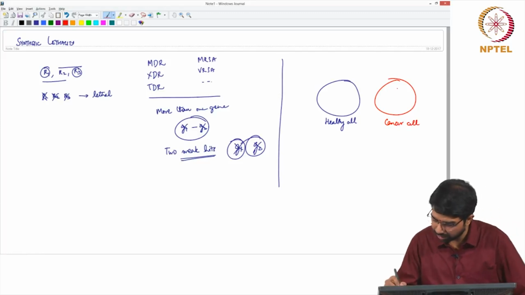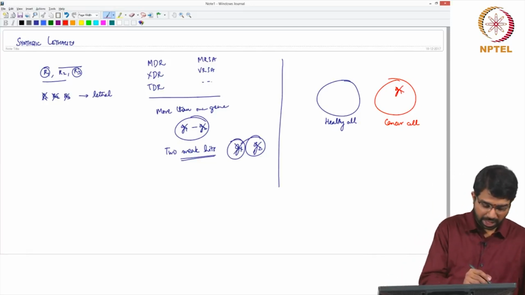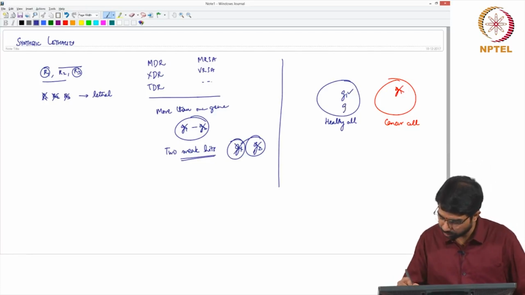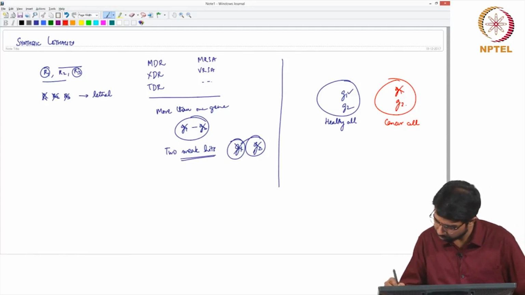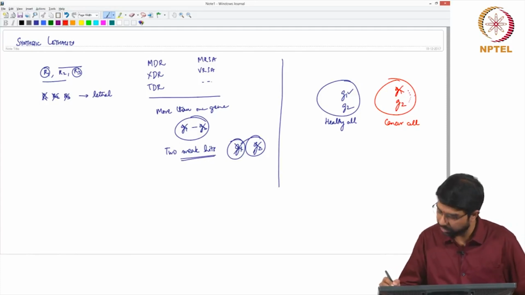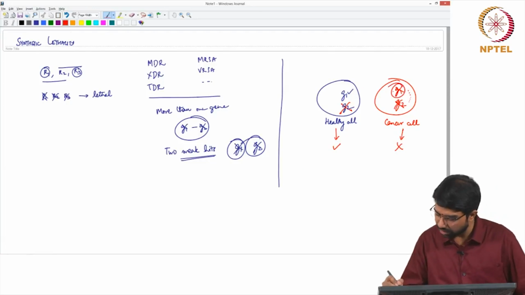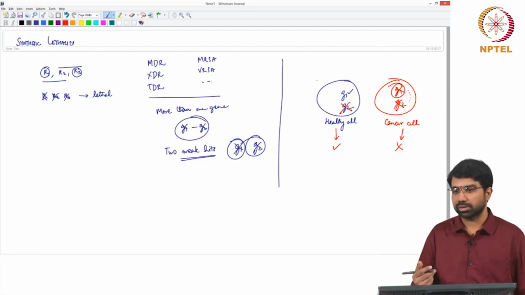The cancer cell already lacks G1, right. The healthy cell has G1, right. Now, if you target G2, which is synthetically lethal with this, in both, the healthy cell will continue to live, the cancer cell will die. Is that clear? Because the cancer cell has already lost G1 in the process of developing cancer, maybe that is the reason it developed cancer or whatever, right.